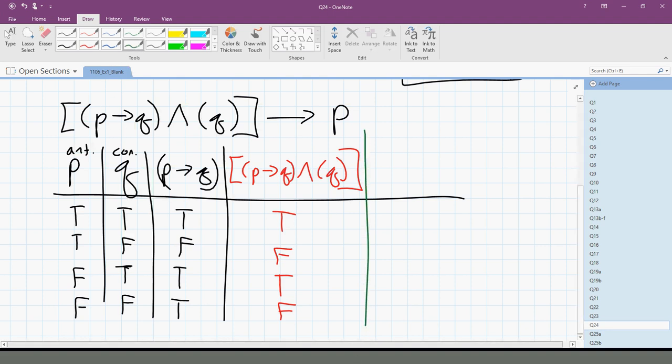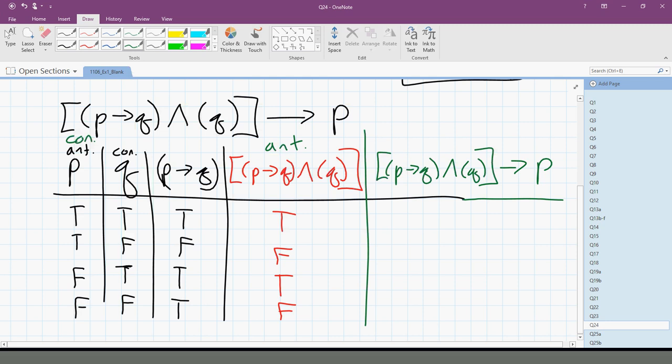And now what are we going to do? The arrow. Now we take care of the whole shebang. Who is your antecedent? Everything that's not P, the entire bracket column. Who is your consequent? P. So in this one, it goes from true to true. Then it goes from false to true. Then it goes from true to false. And that right there is what makes this now invalid. And then if you do the last one, false to false.